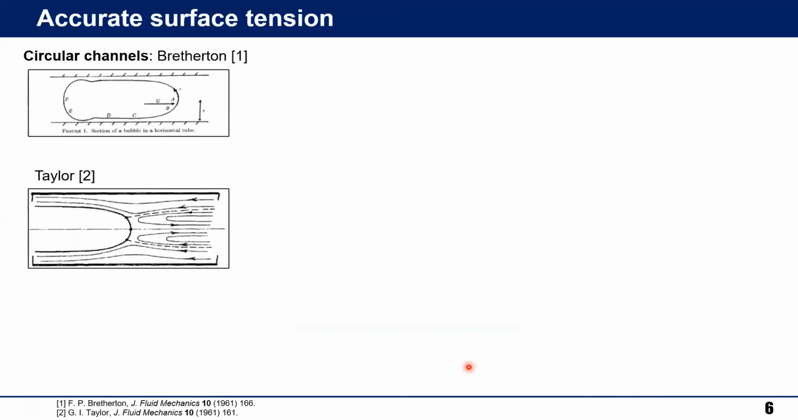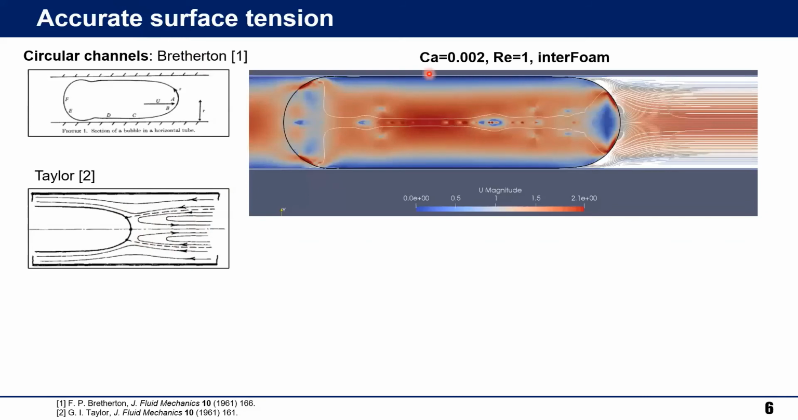Now, when we look at the flow of a bubble in, as an example, a circular channel, which is a simplified model of what we want to study, there is available theory from Bretherton and Taylor that shows how the streamlines should look ahead of the bubble nose. And for example, this is what you get with interFOAM at relatively low capillary numbers. You see on the front of the bubble, you have all these sort of strange recirculation patterns very near the interface. And within the bubble also, you have some weird velocities appearing.